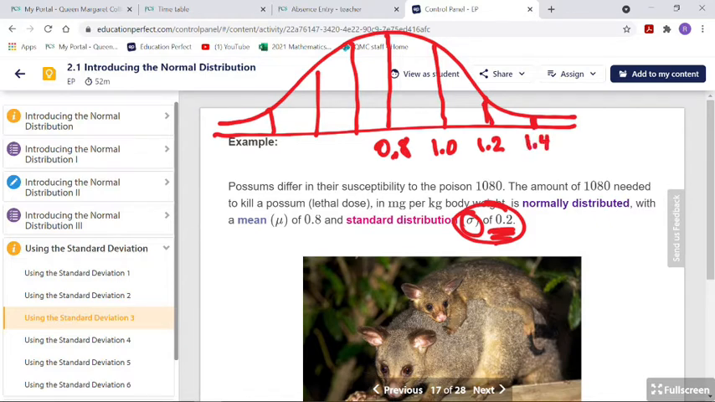Can you assume that it's evenly distributed, because you know how you're saying they're always evenly distributed?